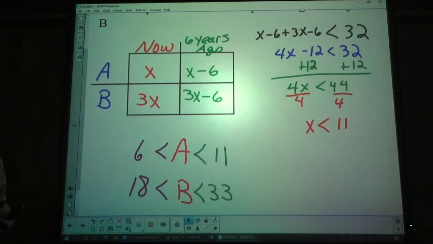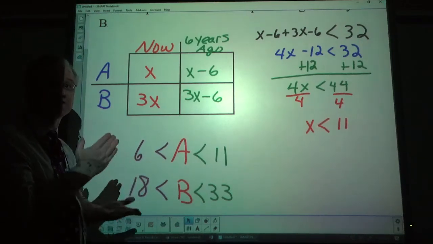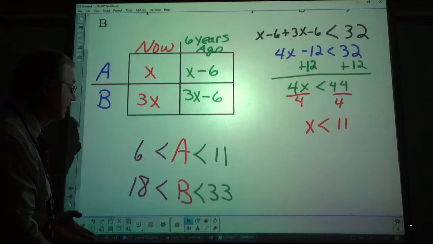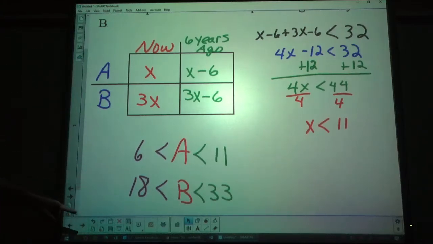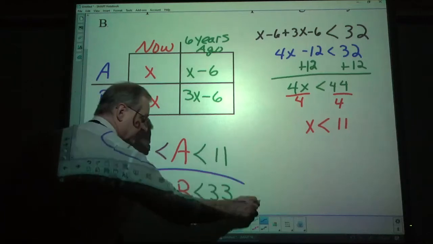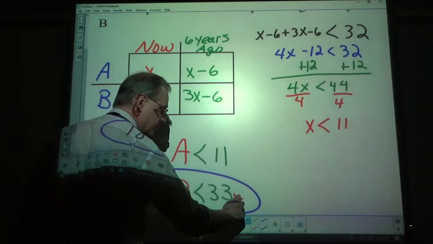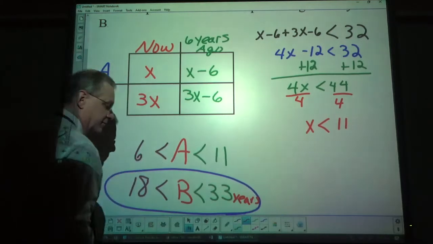You can't go back in time before something was around and add its age to something else. So it had to exist 6 years ago, so now it has to be at least 6 years old. So that's why I use 6. Okay, let's take a look at another example. By the way, this is your final answer. Between 18 and 33 years, I should put years, old.